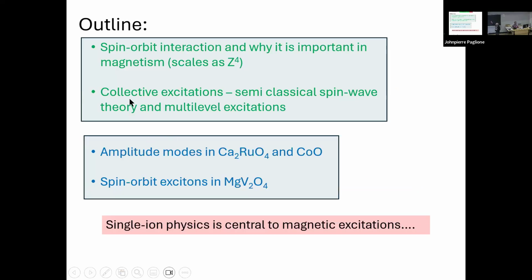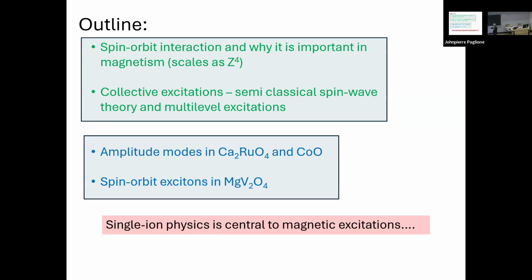Okay, so this is the outline of this talk. First of all, I inserted a slide yesterday just talking about neutron scattering and why that's important. Then I want to talk about magnetic excitations, in particular the issue of spin-orbit coupling and the collective excitations we get out of that, and the theory that we use to actually extract information from neutron scattering. And then I want to look at some examples.